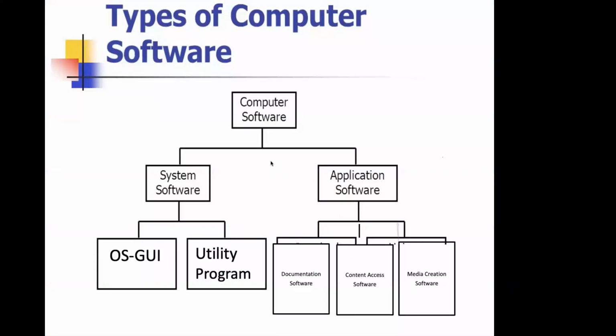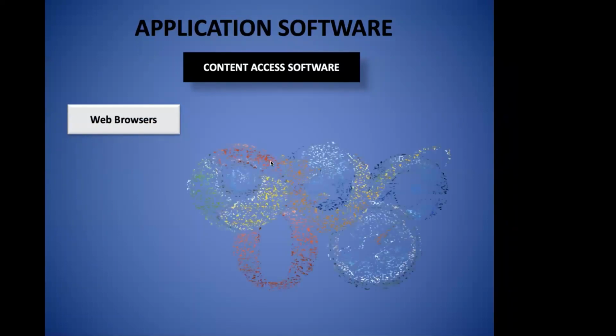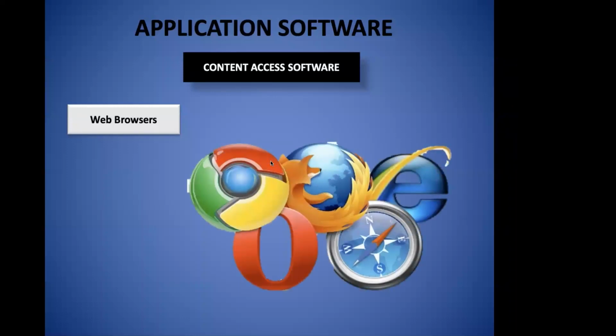Nonetheless, under application software, we have the content access software, which addresses the needs of individuals and groups to consume digital entertainment and publish digital content. These are web browsers, a software application for retrieving, presenting, and traversing information resources on the World Wide Web, like Firefox, Google Chrome, Internet Explorer, Opera, Safari. Are you familiar with these softwares? These are very useful, right?